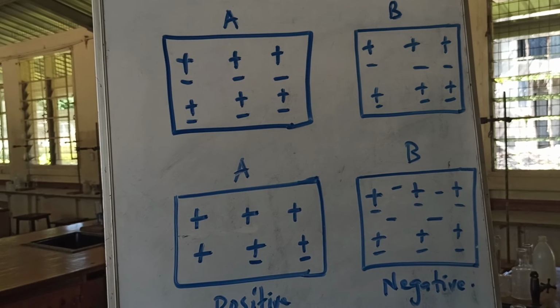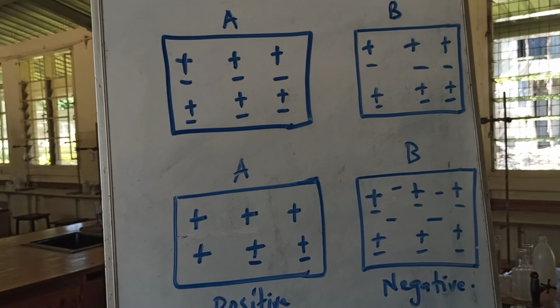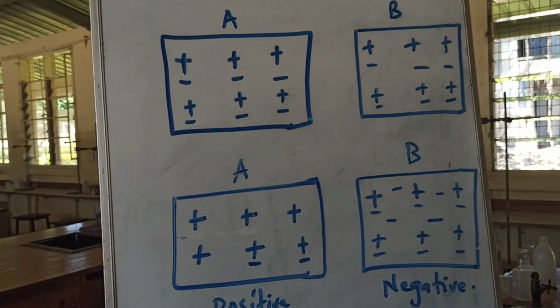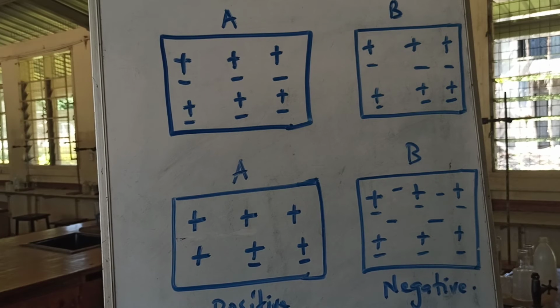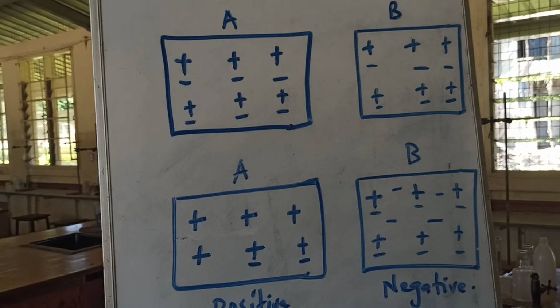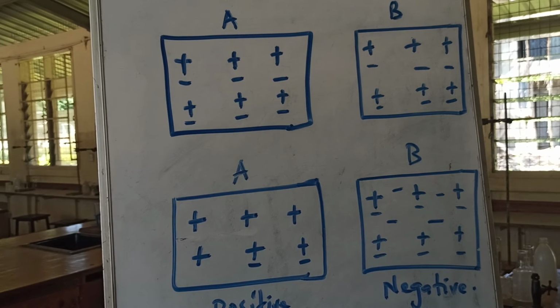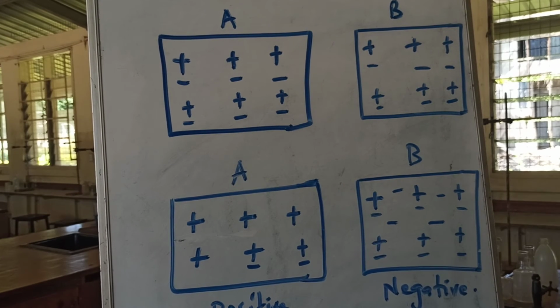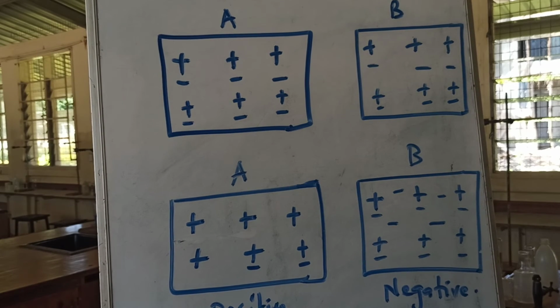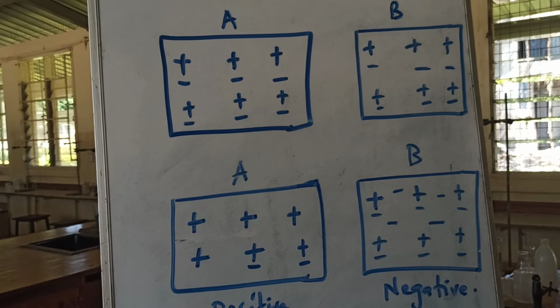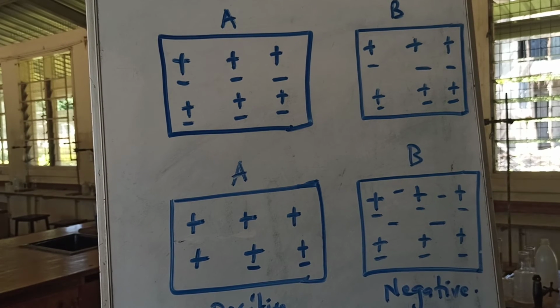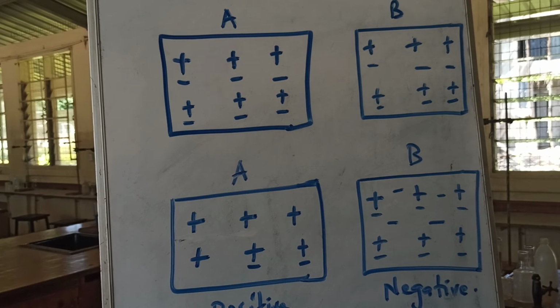Now, consider materials A and B, initially electrically neutral. What do we mean by that? A material that is not charged has an equal number of positive charges and negative charges. That is, protons and electrons are equal. Now, what if we transfer some of the electrons from material A to material B?